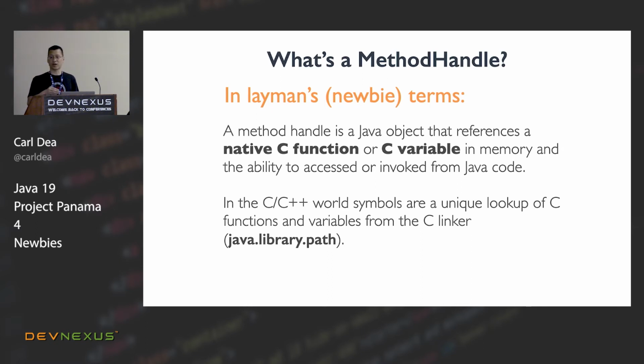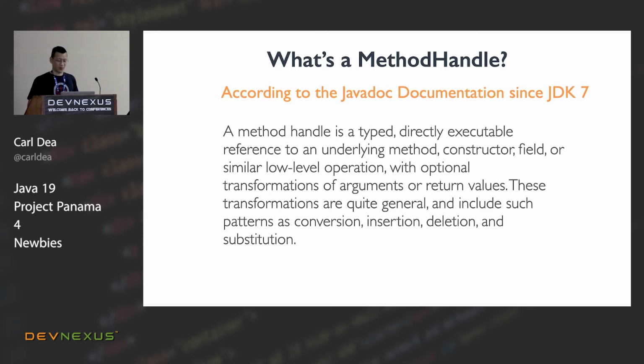Or it's installed in Linux in /usr/local, or if you use brew, it's like Cellar. You guys get the idea. So here's the long-winded one from the Java doc, since JDK 7. It's very difficult to read and understand. It says, a method handle is a typed, directly executable reference to an underlying method, constructor, field, or similar low-level operation with optional transformations of arguments, or you get the idea.